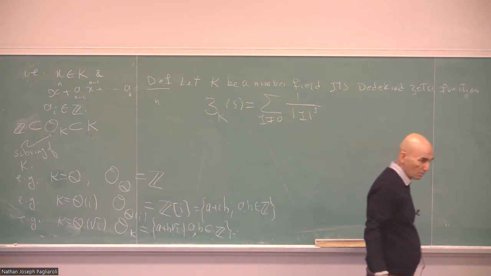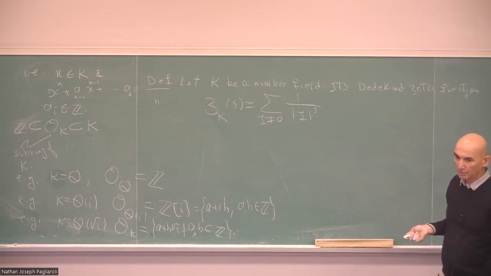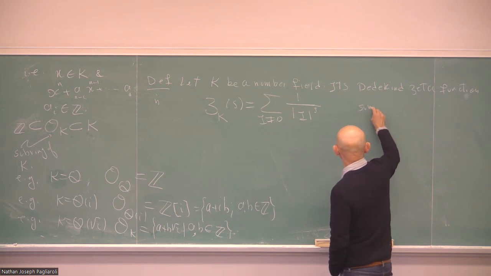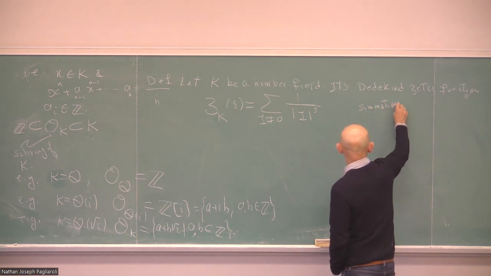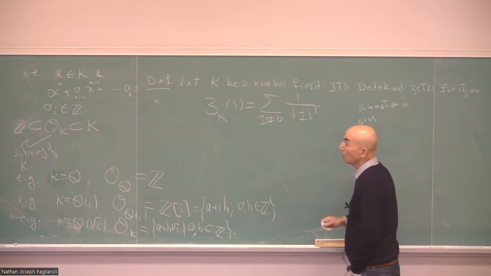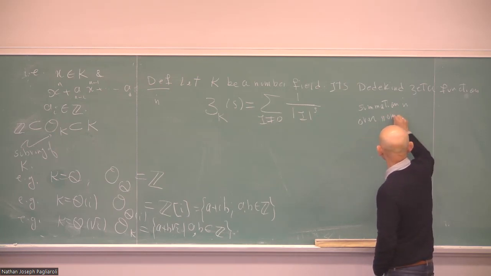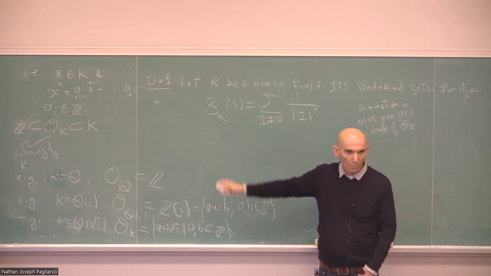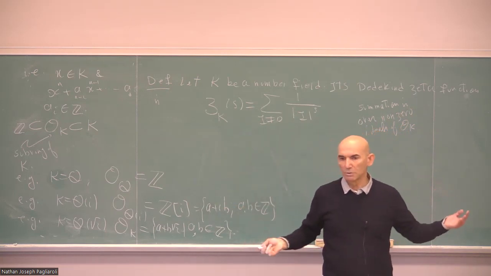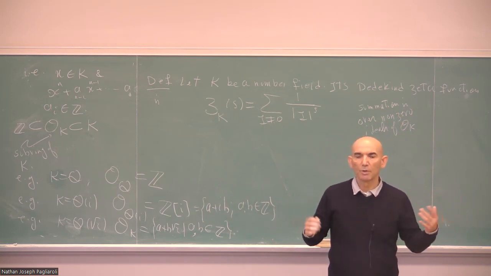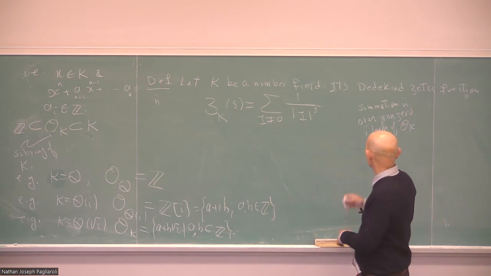So let me now unpack this definition. First of all, the summation is over non-zero ideals of O_K, the ring of integers. Because we have this ring of integers, and it has some ideals. Throw away the zero ideal, we don't care about that. But for the rest, there are some ideals, and we sum over them. So that's one point.